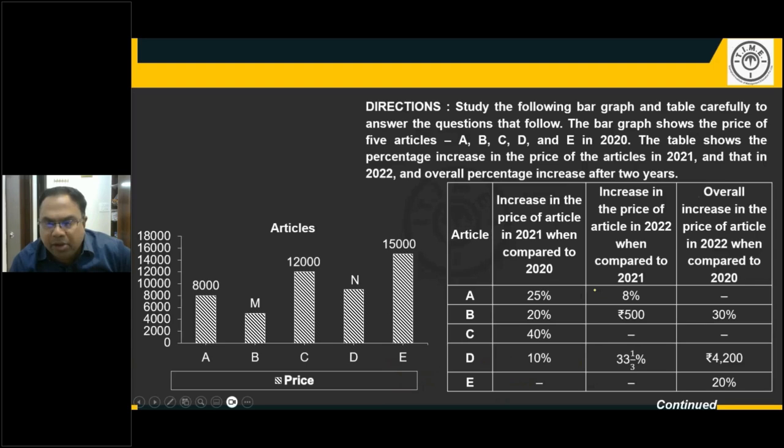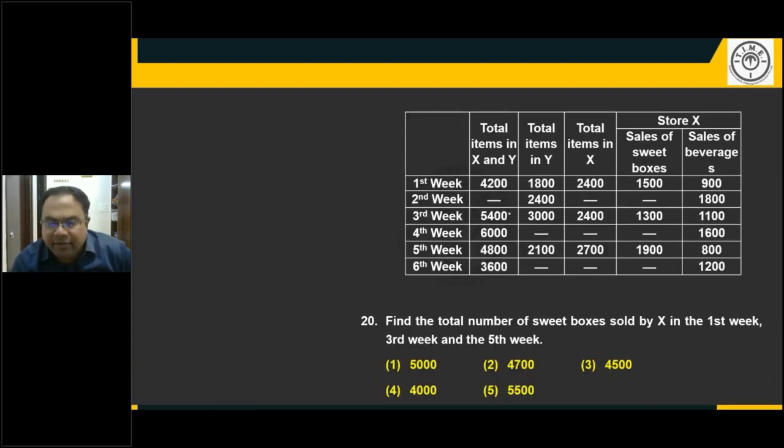Total number of sweet boxes sold by X in first week, third week, and fifth week. Easy now. Sweet boxes by X in first week 1,500, 1,300, 2,800, 4,700. Choice 2. Easy question. Okay.